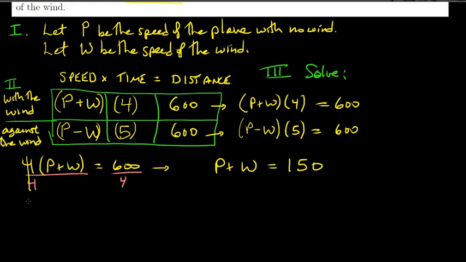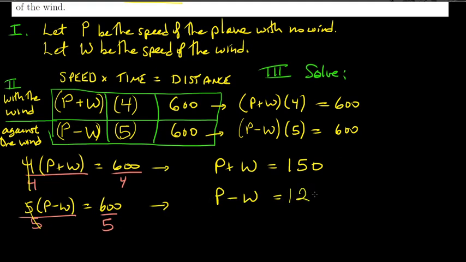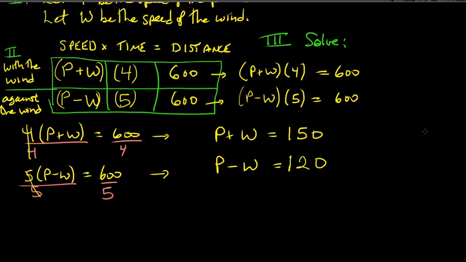For the bottom equation, we have 5 times (P minus W) equals 600. So now just divide by 5 on both sides. 5 divided by 5 is 1, so you just get P minus W on the left, and 600 divided by 5, I think, is 120. So 120. And there's our two equations again.